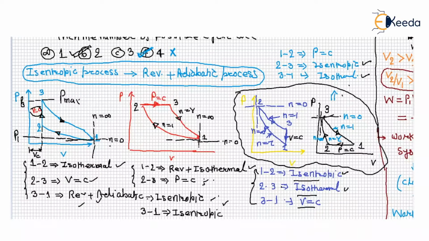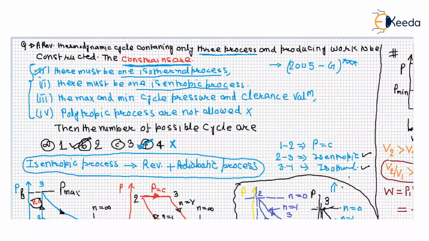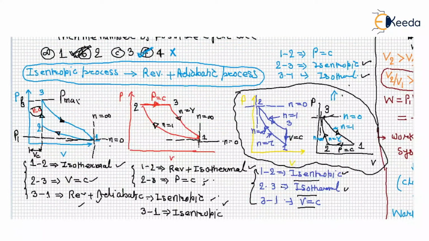If the constraint is not given, then this term would not be there, and we would have 4 cycles. This is correct, but with the constraint, only 2 cycles are possible. So this is your right option. Okay. Thank you very much.